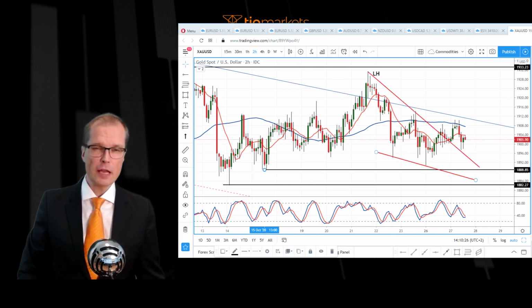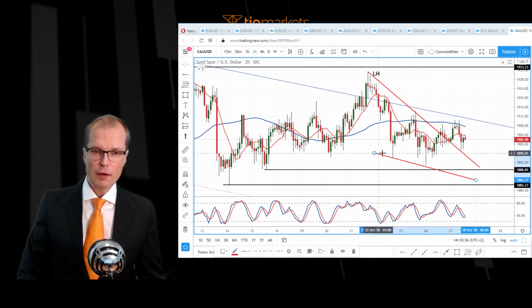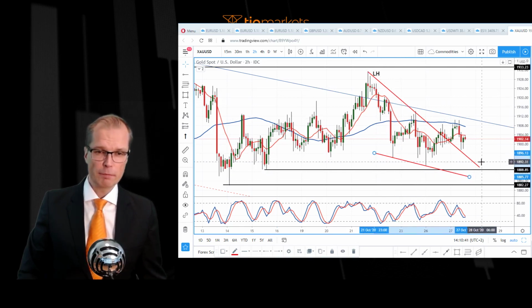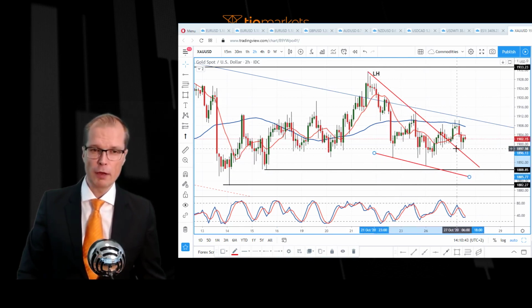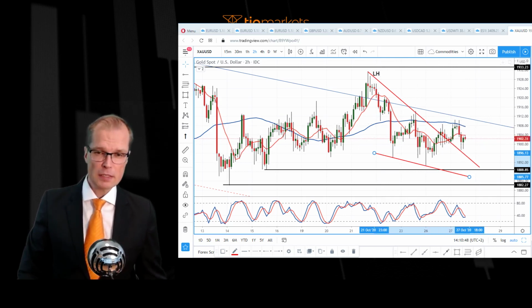We do have a wedge. The market was moving inside or below this trend line, and then there was another trend line here, which together create a wedge. So the lower end is approaching the upper end, so you have a bullish wedge. Now the market has moved outside of this, so it makes sense to look for long trades above this 1890.80 low.